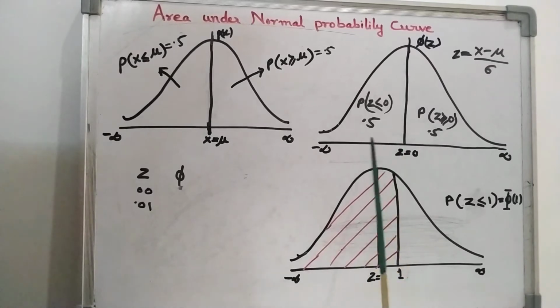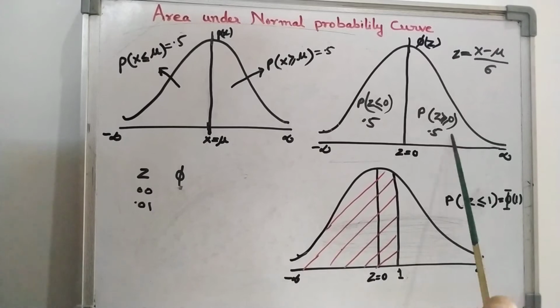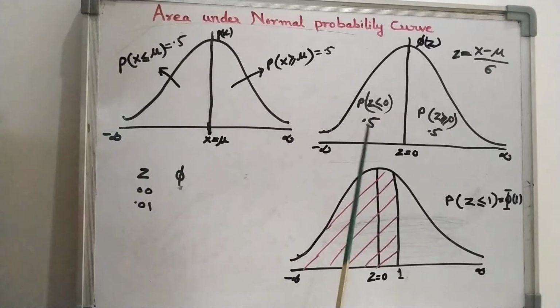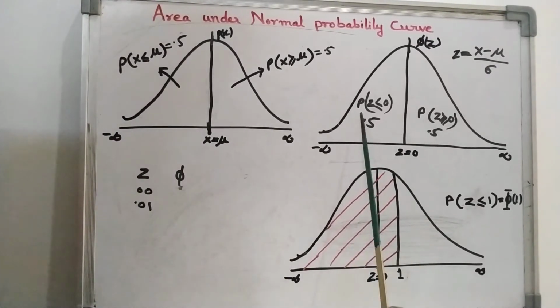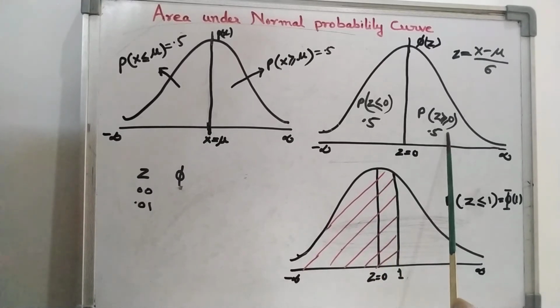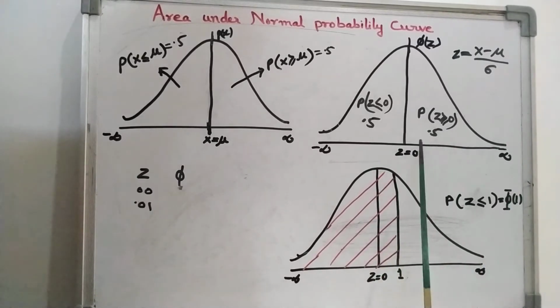Now, look here, this part can be represented as probability of z less than or equal to 0. So, that is 0.5 again here. This is a half portion, and this is your other half. As we know, the area under the probability curve is 1, that is why we are taking 0.5 and 0.5 area. So, the probability of z less than or equal to 0 is 0.5 and the probability of z greater than or equal to 0 is 0.5. Now, for other values, we need to find the values from the table.